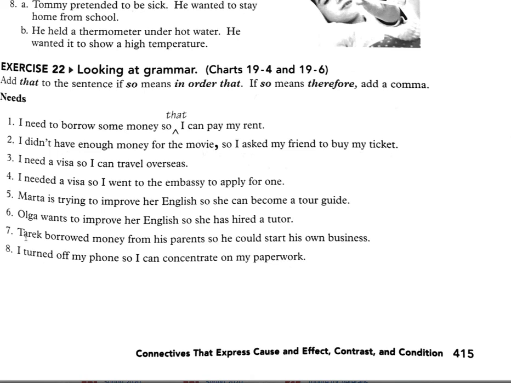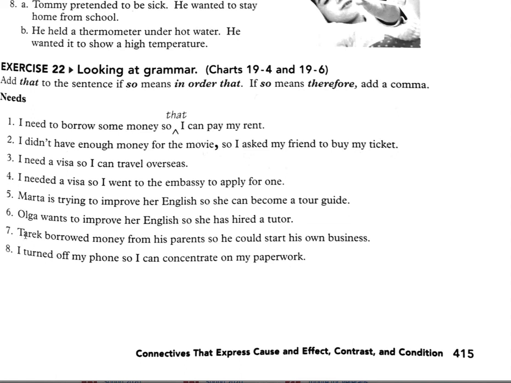Okay, let's look at number 6. Olga wants to improve her English, so she has hired a tutor. Okay, so here, if we look at so, and then she has hired a tutor, does that give you a purpose, or does it mean therefore? So in this particular case, Olga wants to improve her English, comma, so she has hired a tutor. Because so in this particular sentence means therefore. So put a comma right here after English.